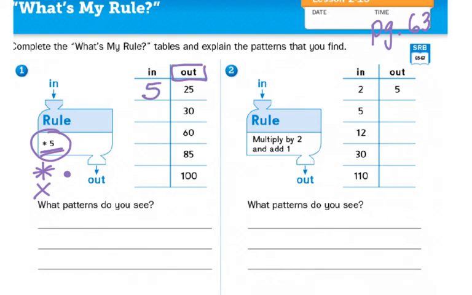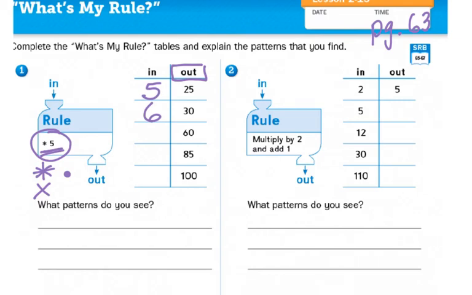Do the same thing again. Go across your 5s on your multiplication chart until you get to 30. Stop, and then go straight up. What do you multiply 5 by to give you 30? 6.